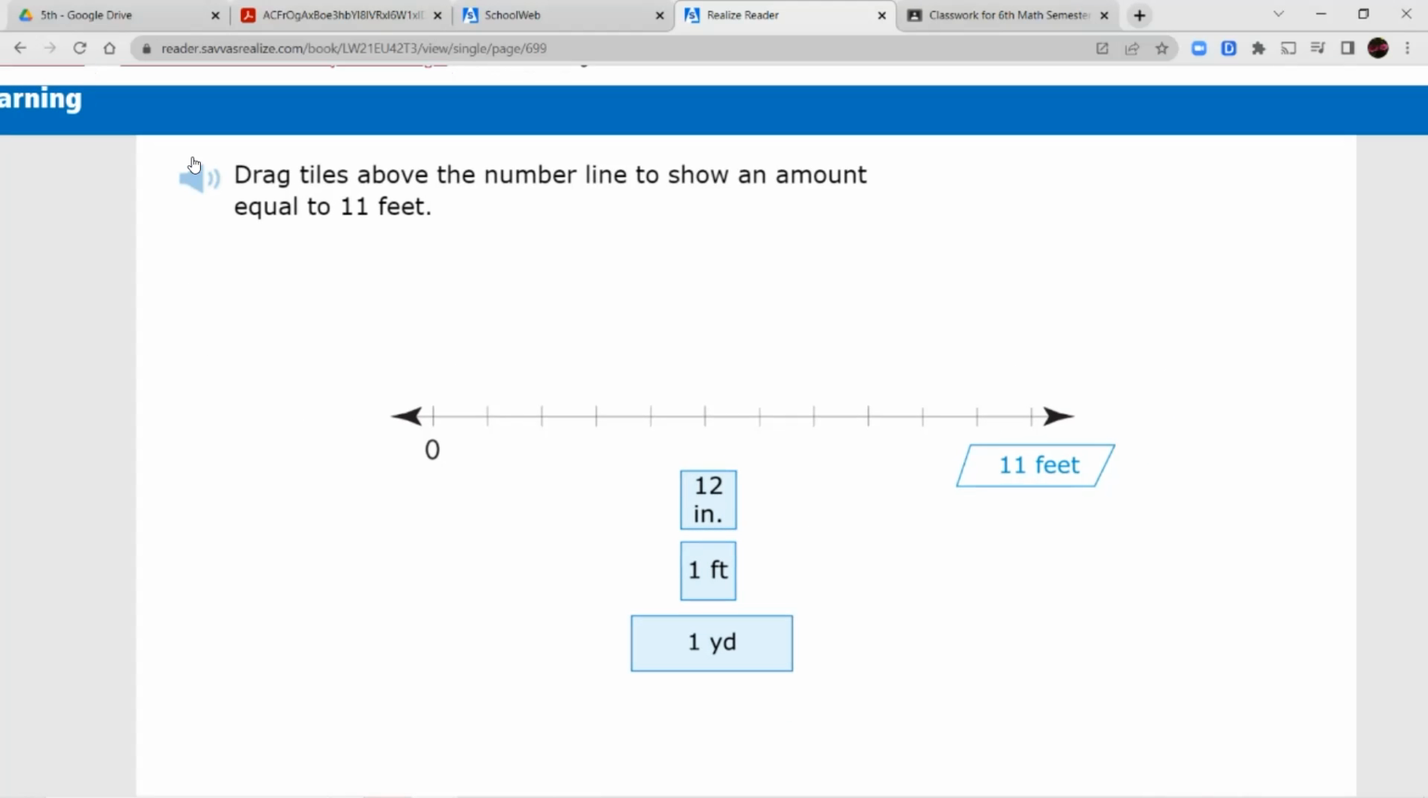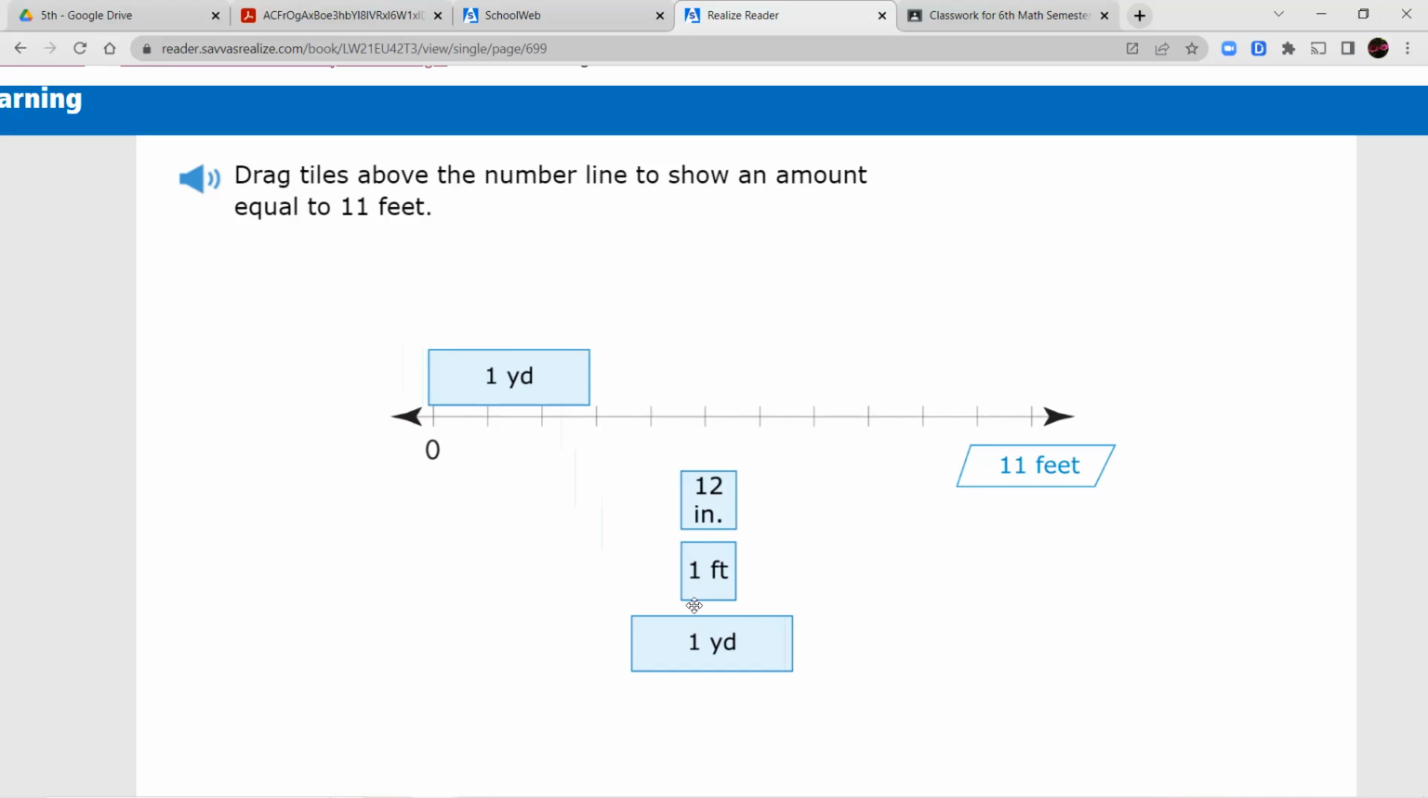Okay, so let's take a look at the directions we need to follow here. Drag tiles above the number line to show an amount equal to 11 feet. Now, if we want to figure out how much 11 feet is, first we need to figure out how many inches are in a foot and how many feet are in a yard. So we know that 1 yard is going to be 3 feet and 1 foot is going to be 12 inches. So if we want to count in groups of 3 and see how close we can get to 11, we know that 3 will go into 11 3 times.